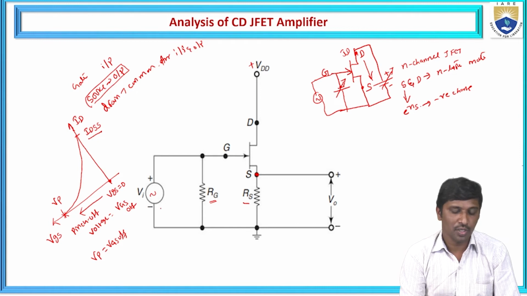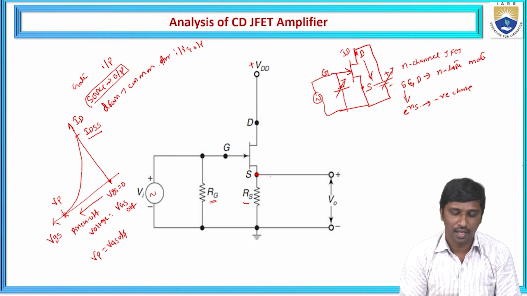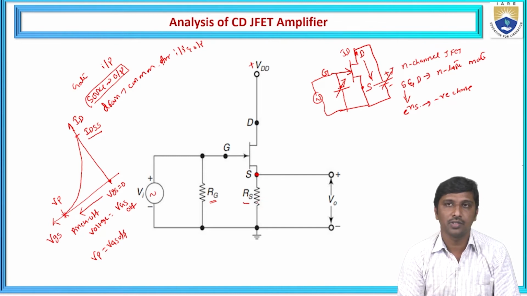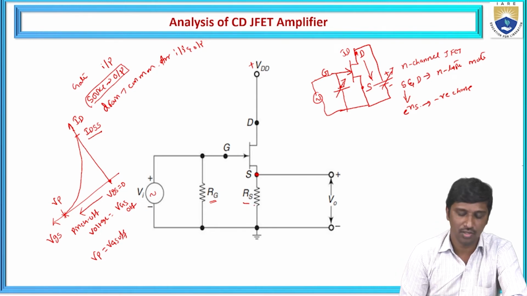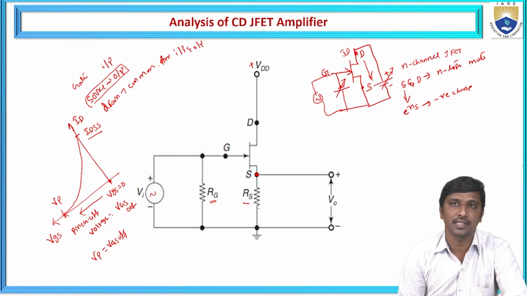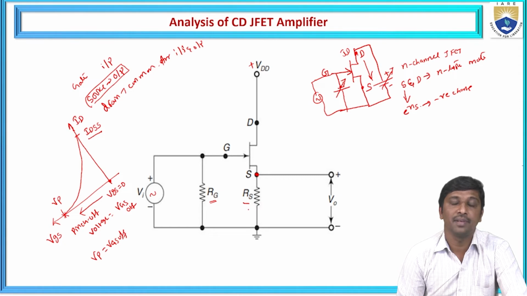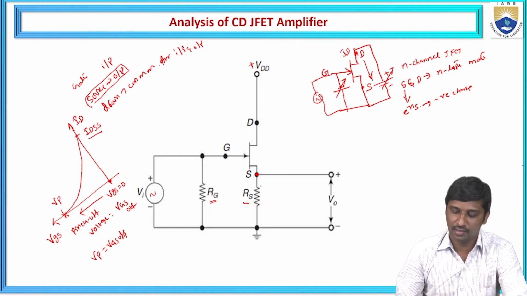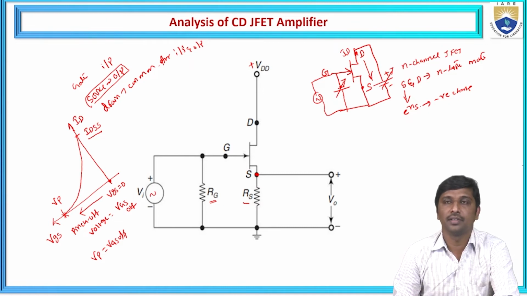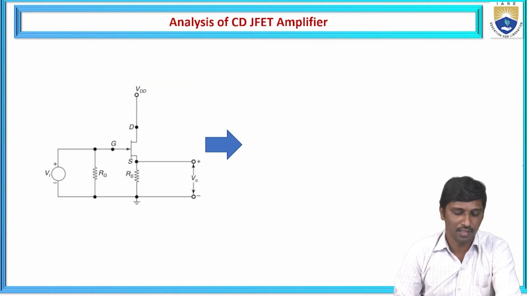So if you observe this circuit, the input is passing through the gate terminal and the output is measured across the source, and across the source we connected the load. That load is represented as RS, or it is also called the source resistance. So to analyze this amplifier, we need to convert the JFET into the small signal model. Hence I'm going to redraw this circuit as a small signal model.